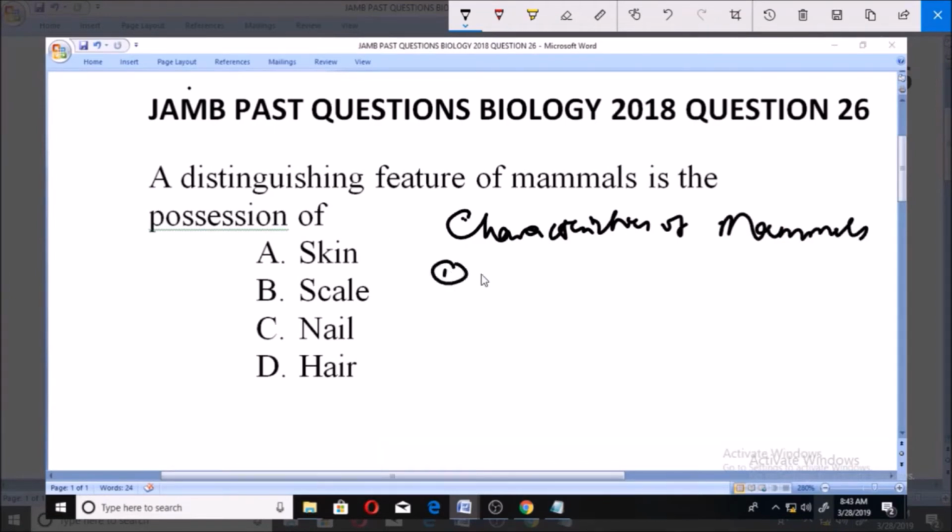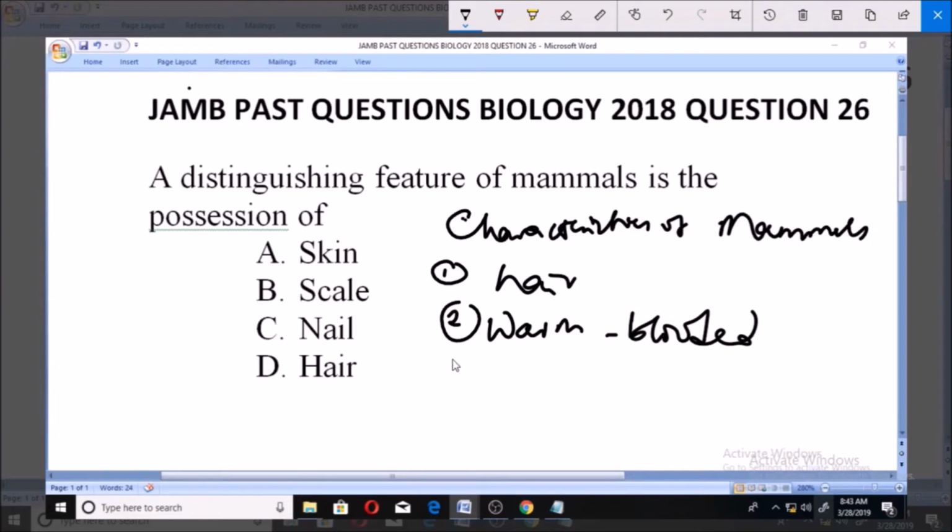It actually includes the hair, number one. Number two, mammals are warm-blooded, unlike the amphibians and reptiles that are cold-blooded. Number three, mammals have skin, and their skin has sweat and sebaceous glands. You know about this, the sweat and sebaceous glands.